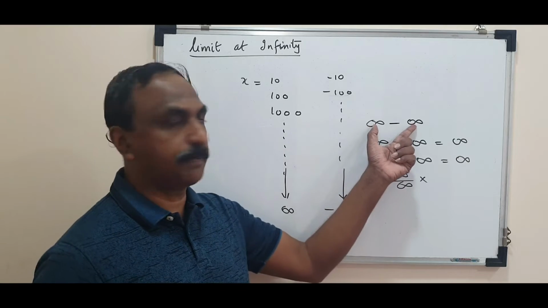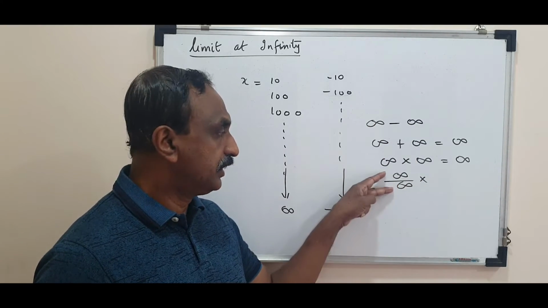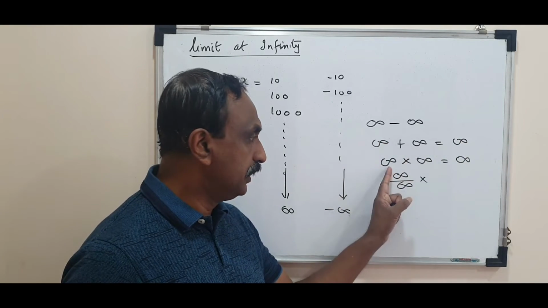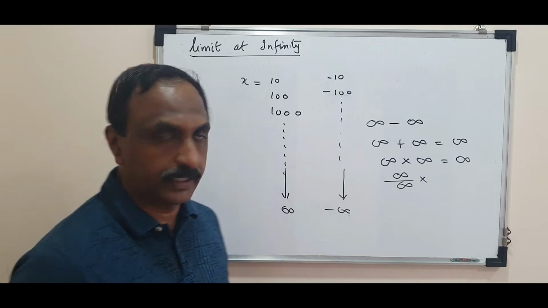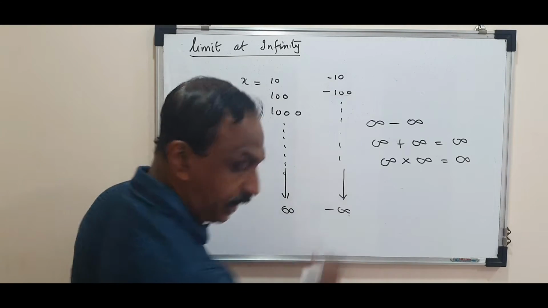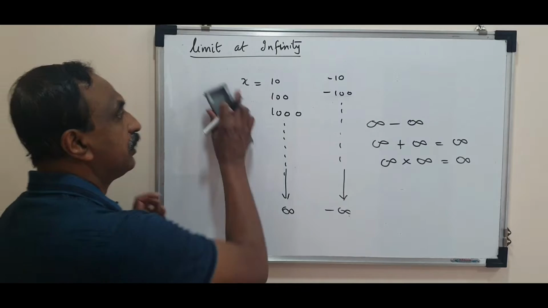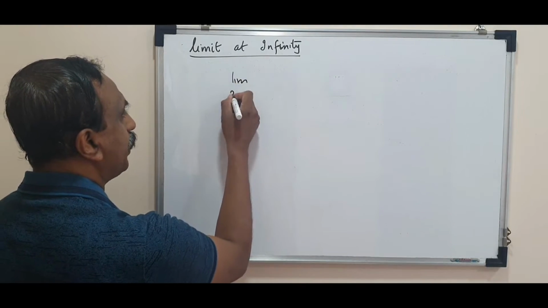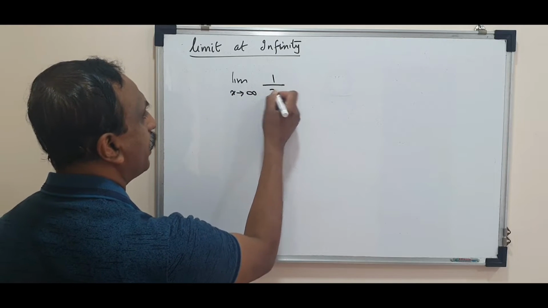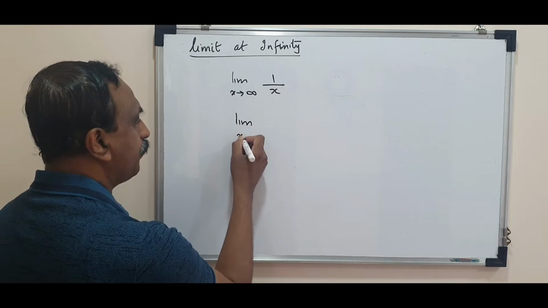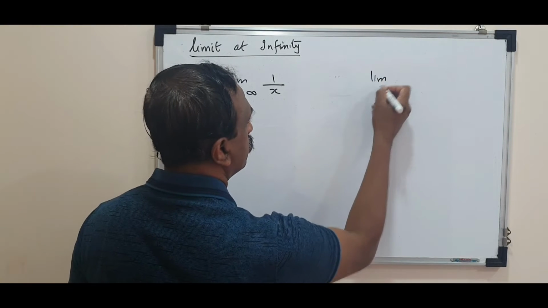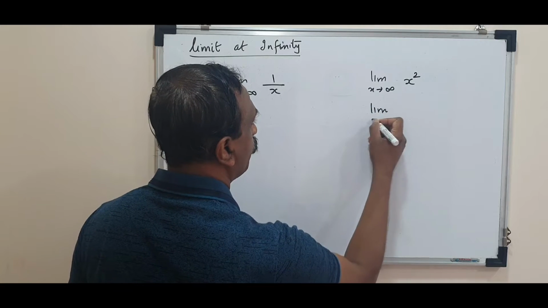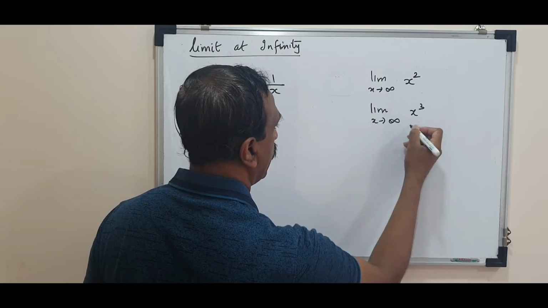So you should remember, subtraction of two infinite terms is not possible. Division of two infinite terms is not possible. If you add two infinite terms, you'll get infinity. If you multiply two infinite terms, you'll get infinity in case of limits. Okay, now let's have a look at the function's value. When x is tending to infinity, how much will be 1 by x? How much will be x square? Limit x tending to infinity, how much will be x cube, etc.